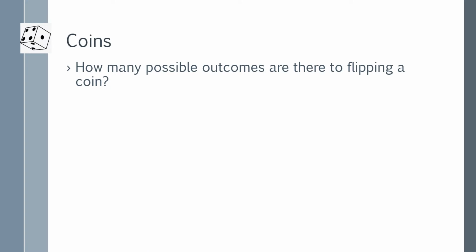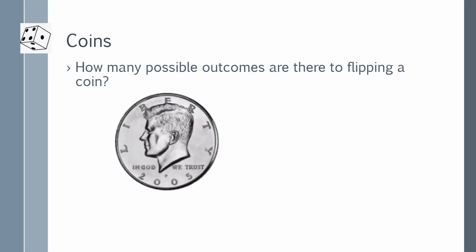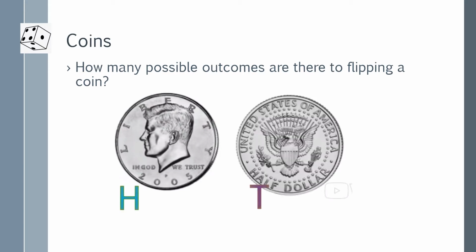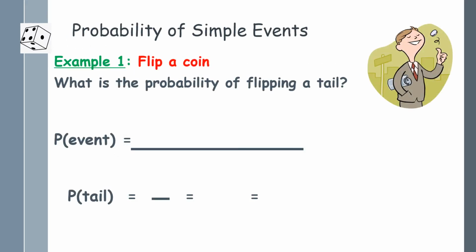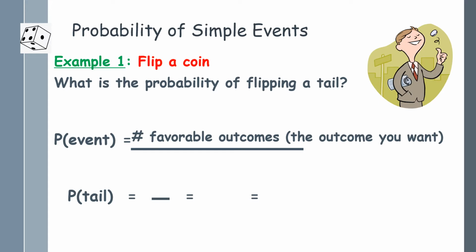Let's take a coin, for example. How many possible outcomes are there to flipping a coin? Hopefully you said 2, heads or tails. When you write probability as a fraction, you want to put the number of occurrences of the favorable event, or the event you would like, as the numerator, and the total amount of outcomes as the denominator.